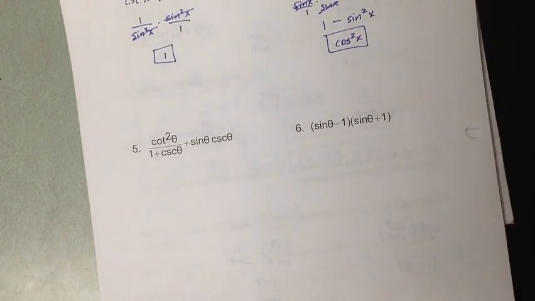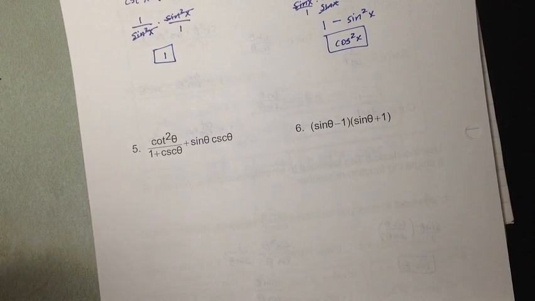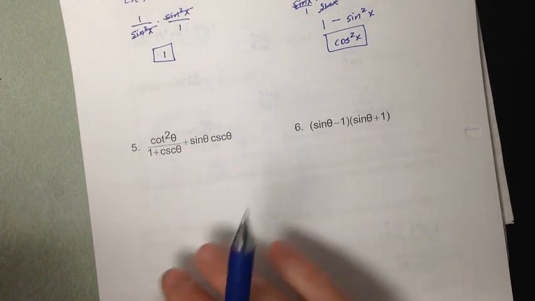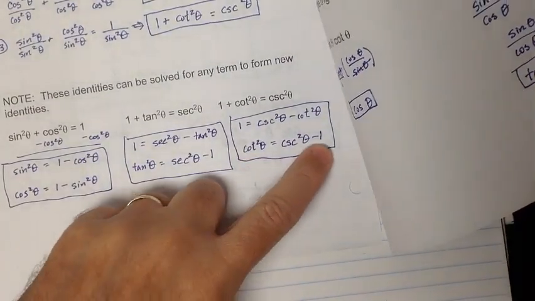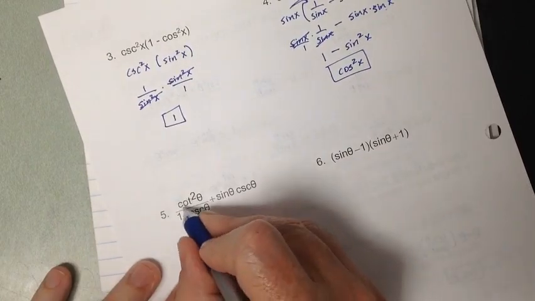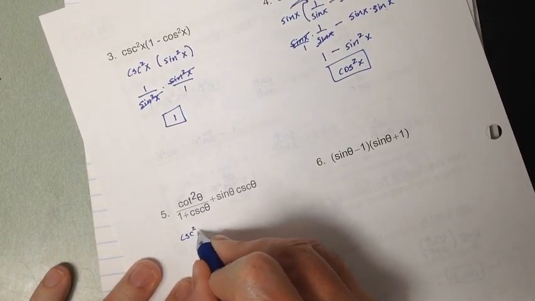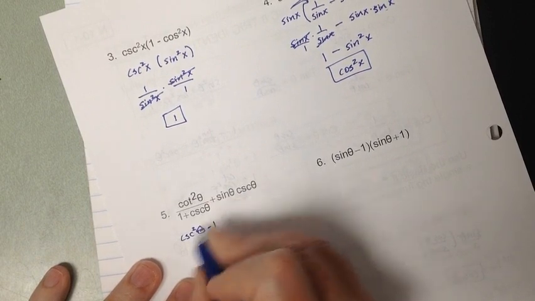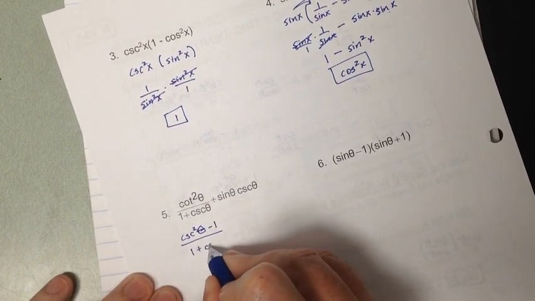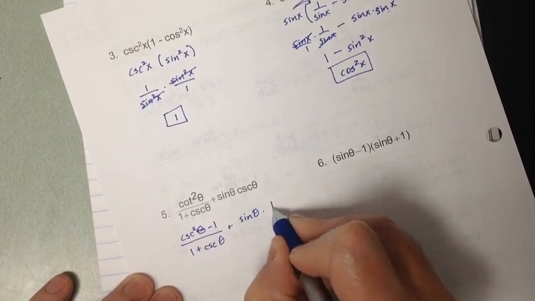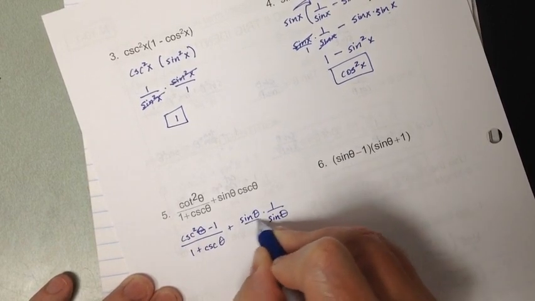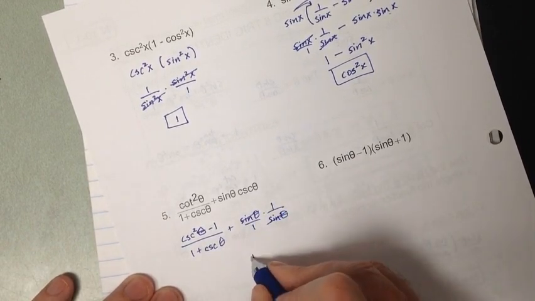All right, cotangent squared over 1 plus cosecant, plus sine times cosecant. So cotangent squared. From my Pythagorean identities, cotangent squared is cosecant squared minus 1. So I'm going to replace this on top with cosecant squared theta minus 1 over 1 plus cosecant theta. And now I'll replace the cosecant here with 1 over sine. So I know those are going to cancel out there. And I'm going to have plus 1 here.